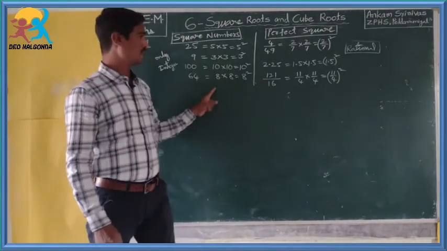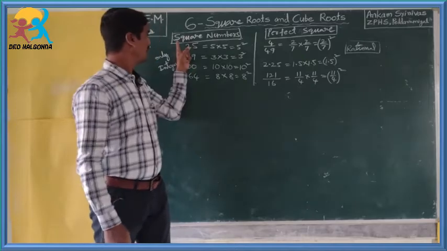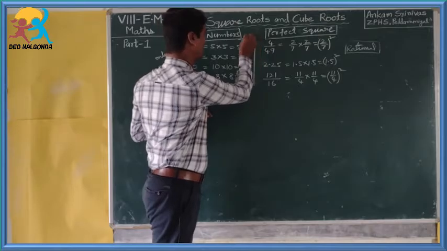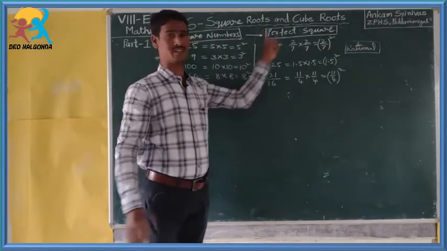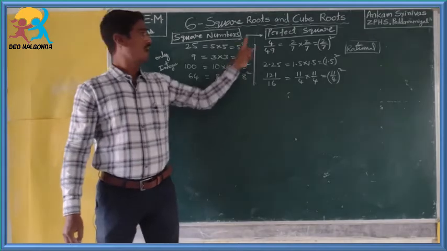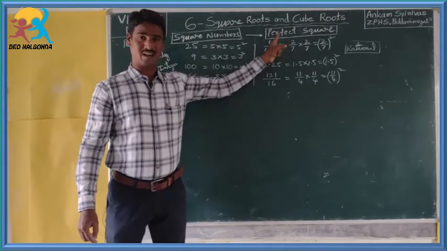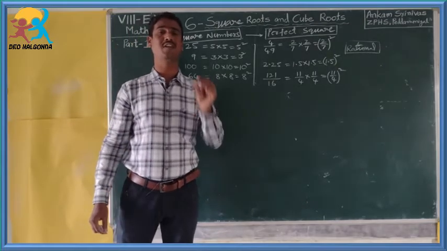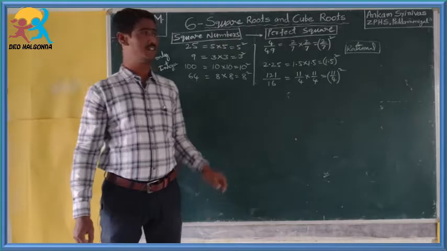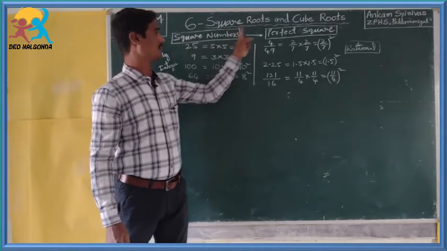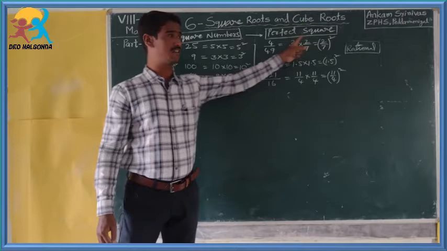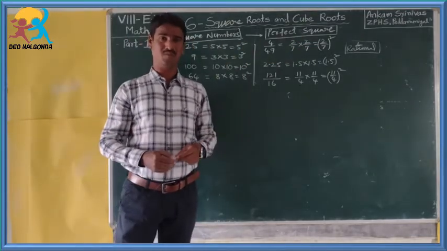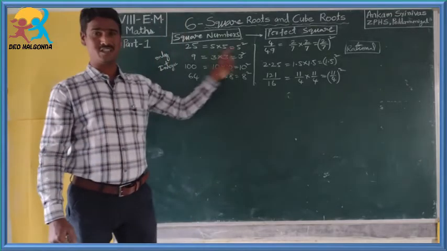So here we can conclude that all square numbers are perfect squares, but all perfect squares are not square numbers. Square numbers means we have taken only integers. So all square numbers are perfect squares, but all perfect squares are not square numbers. Let's get more information about the perfect squares.